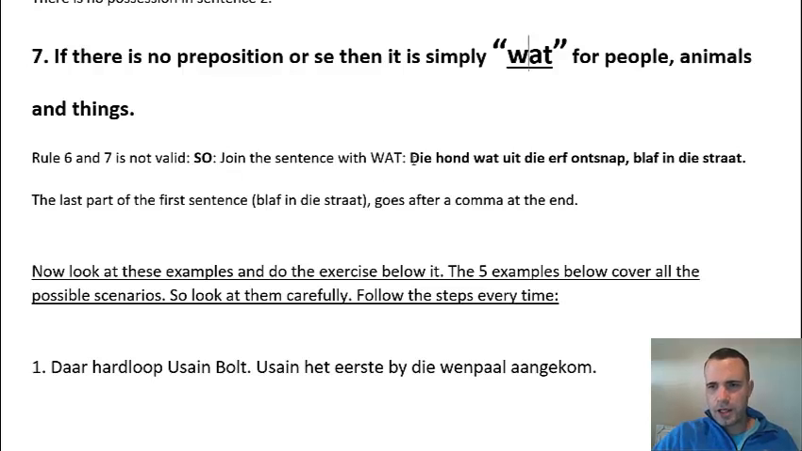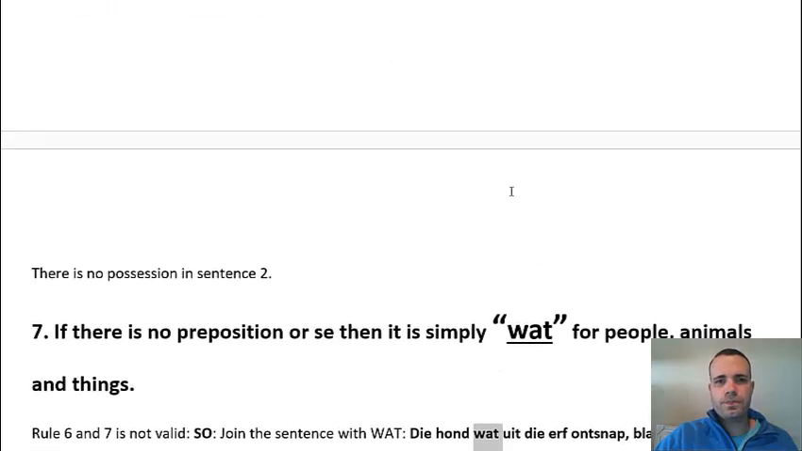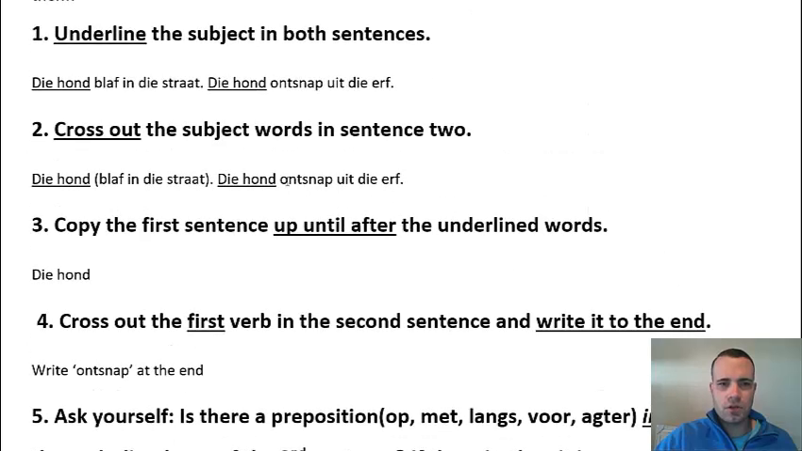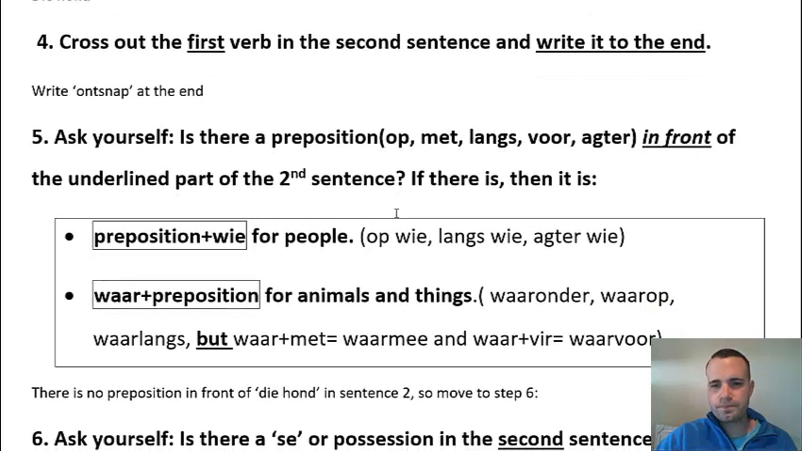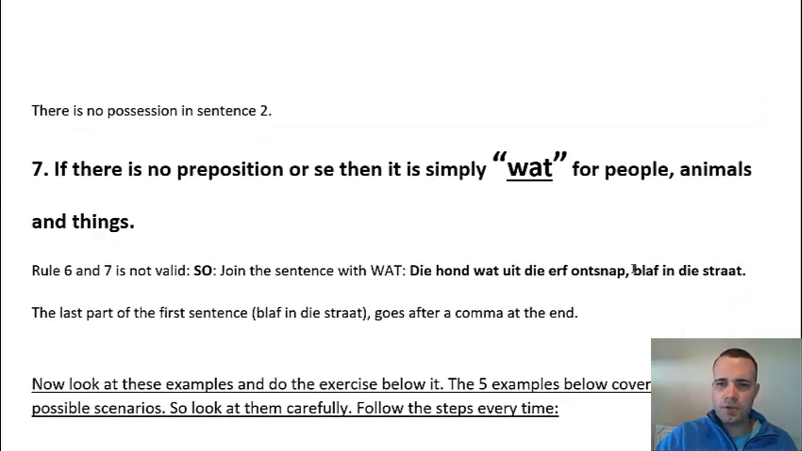So, what would our sentence look like? It'll look like this. You copied out die hond. Now you found your Betreklike Voornaamwoord, which is wat. What's left in sentence 2 is die hond wat uit die erf ontsnap. You've moved ontsnap to the end. Comma, and after the comma, you put that part that was left in sentence 1: blaf in die straat. So: die hond wat uit die erf ontsnap, blaf in die straat. The last part of the first sentence goes after the comma at the end. Whew, that is hectic.